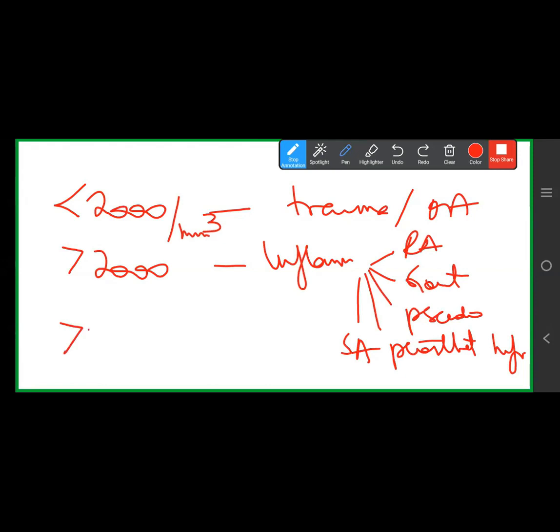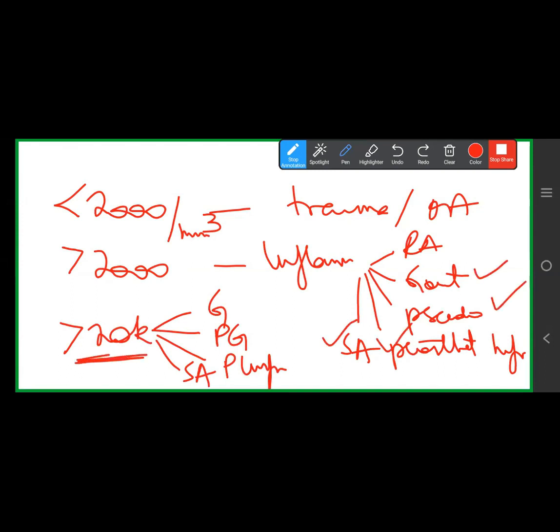Okay, for more than 20,000, it is again gout, pseudogout, prosthetic infection and septic arthritis. So it's better to remember gout, pseudogout, septic arthritis, prosthetic as more than 20K. For more than 2000, just remember rheumatoid arthritis, like an inflammatory arthritis. Okay, so because I gave you a 62,000 leukocyte increase, you have to remember that that's going to happen only with prosthetic joints.